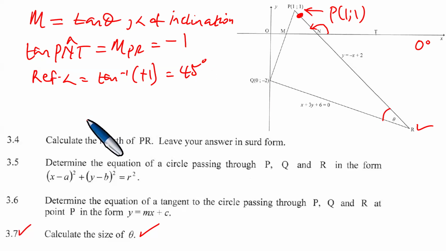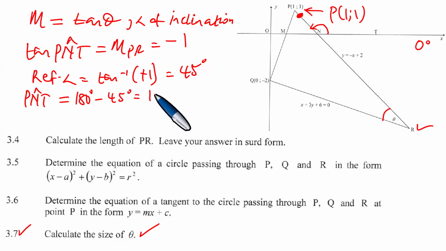Now, if this is a reference angle, what do we do? We then take this reference angle and find the actual angle P and T. In which quadrant is the tangent negative? It is negative in the second quadrant. We can see this angle is bigger than 90 degrees, so it's just 180 degrees minus 45, which is 135 degrees. Meaning this angle here is 135 degrees.